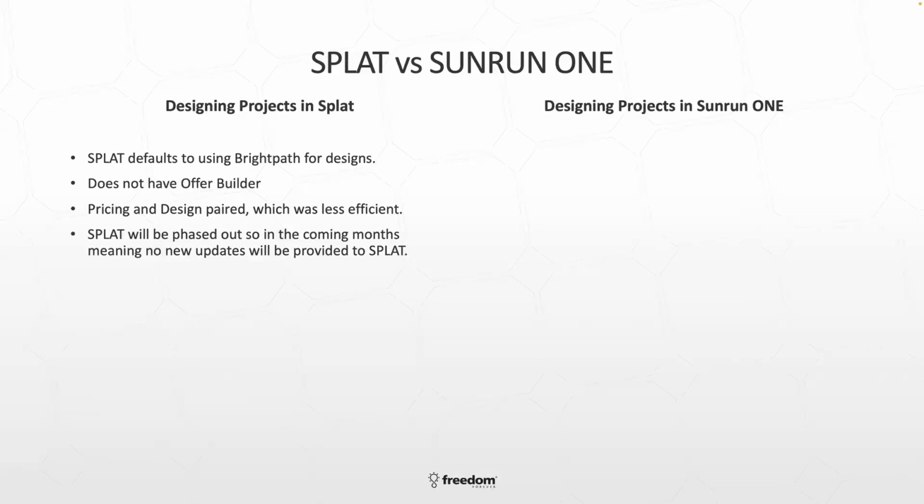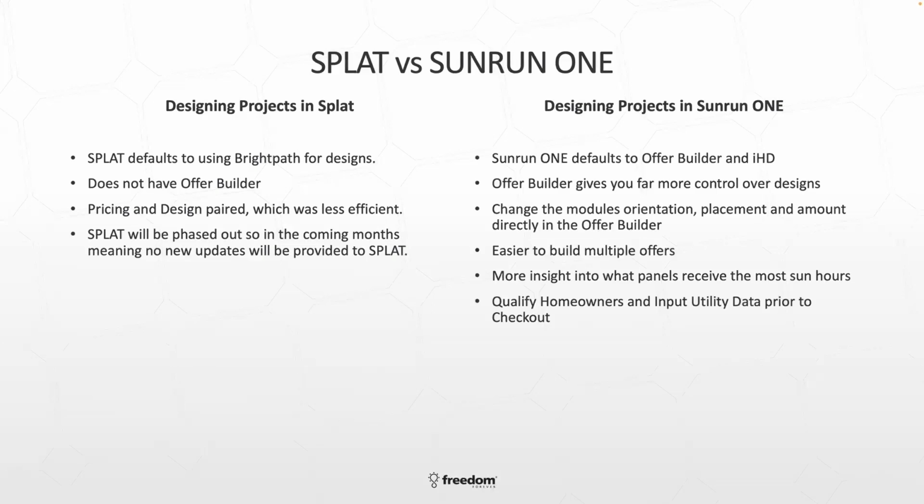So as we move over to Sunrun One, Splat will be phased out in the coming months, meaning there's no new updates coming that will be provided to the Splat platform. So the other key differences between Splat and Sunrun One, now Sunrun One defaults to the offer builder and IHD. The offer builder gives you far more control over designs, which we will show you here momentarily. You can change the module's orientation, placement, and the amounts directly in the offer builder.